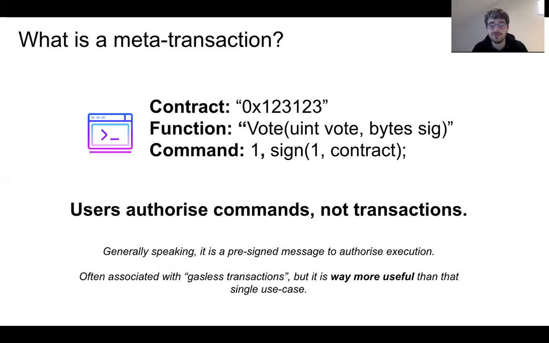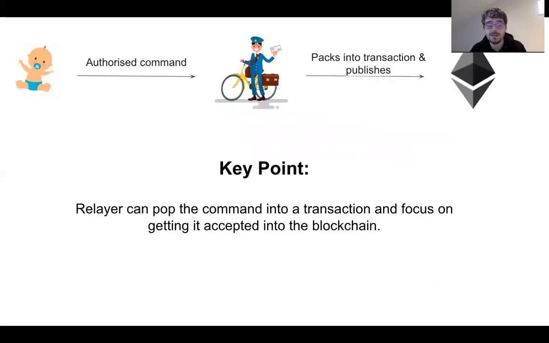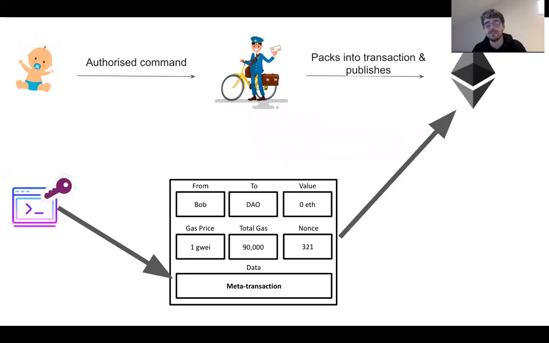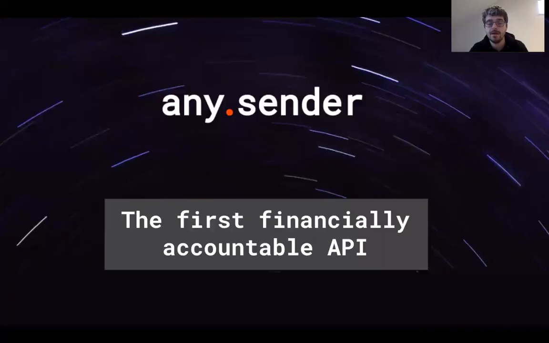It's actually a very good tool in our engineer's toolbox to allow the customer to outsource the entire transaction infrastructure to a third party, in this case, any.sender. So what happens is that the baby will give a meta transaction to the postman, and the postman will guarantee that it gets delivered to Ethereum. All that really happens is that we get the Ethereum transaction, we pop the meta transaction in the payload, and then the relayer guarantees they keep bumping the fee until it gets in Ethereum. And that's exactly what we've built at any.sender.